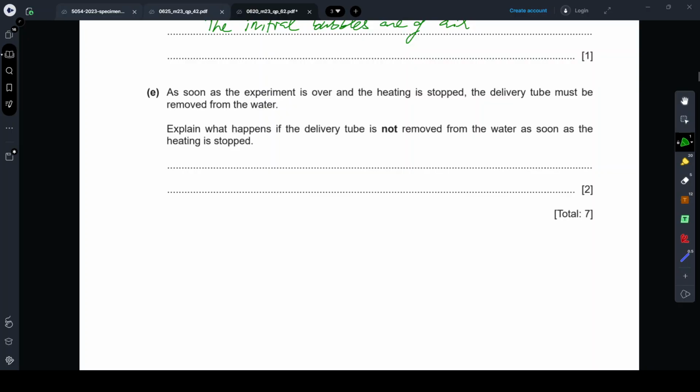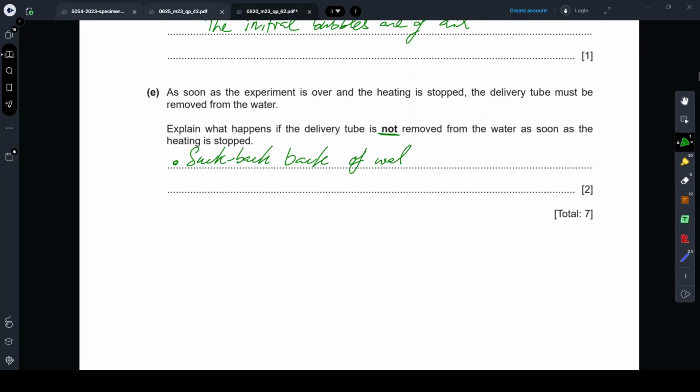Explain what happens if the delivery tube is not removed from the water as soon as the heating is stopped. So the focus is on not. You're not asking why it is removed. You're asking what would happen if it's not removed immediately. A suckback occurs. Okay, so that's one point. It's like a phenomenon. Do we need the consequences? Well, you need another point. So what do you suggest?